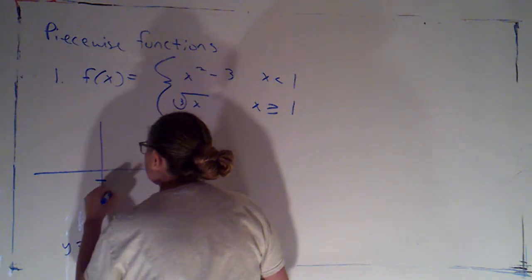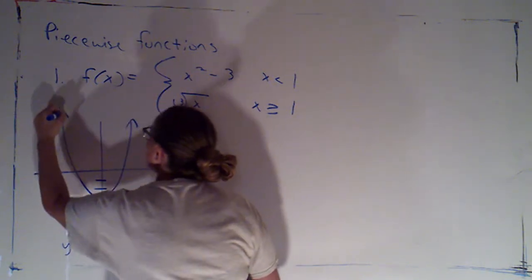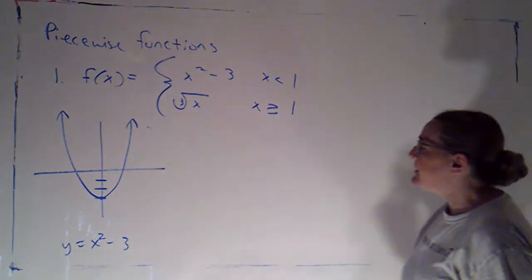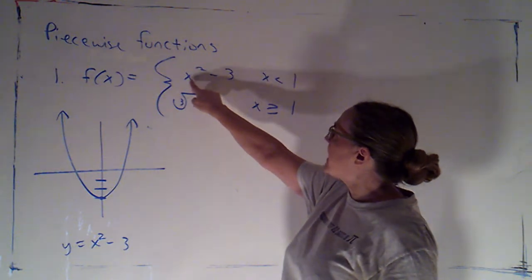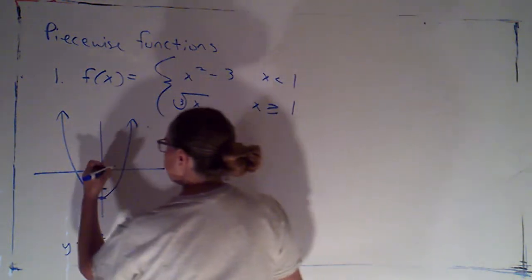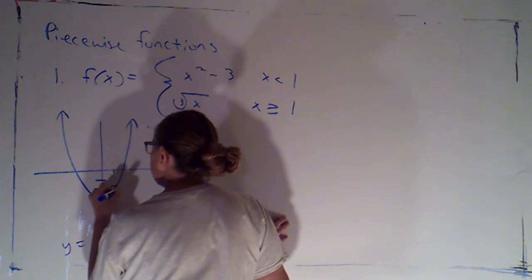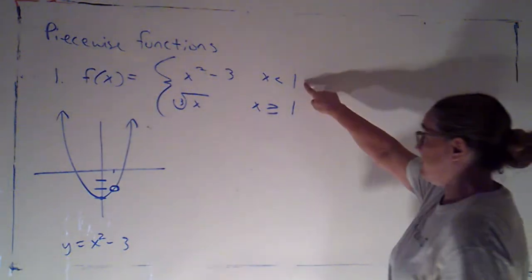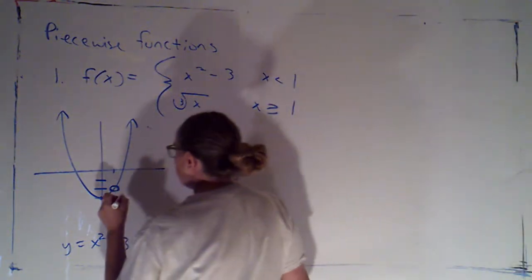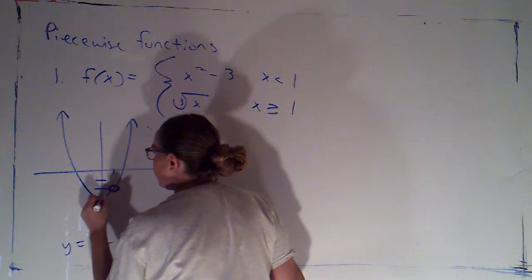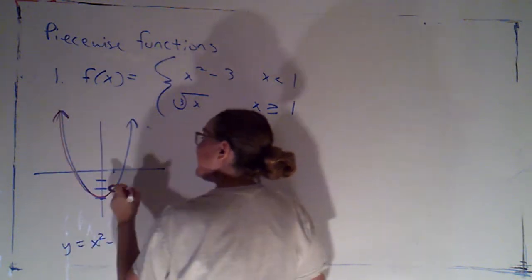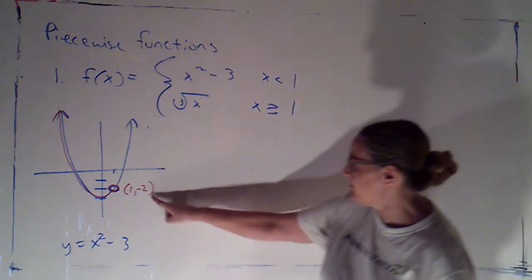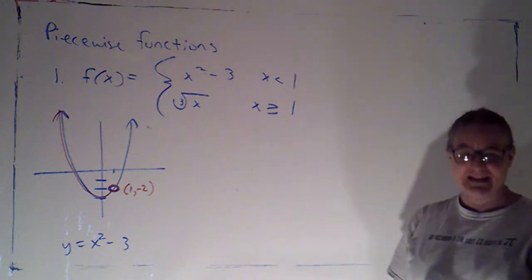So that's just my basic parabola shifted down 3 units. And let's see where we are at 1. If I did plug in 1 here, I'd get 1 minus 3. That would be at -2. So I'm going to just put a hole there because I'm not using 1 for this rule. So the portion of the graph that I'm keeping is everything up to, but not including, that point at 1, -2.